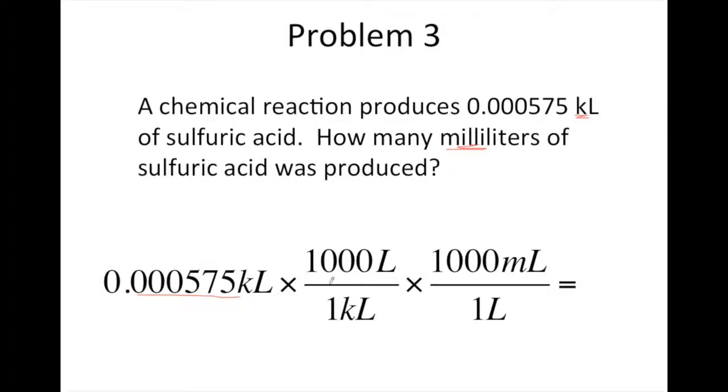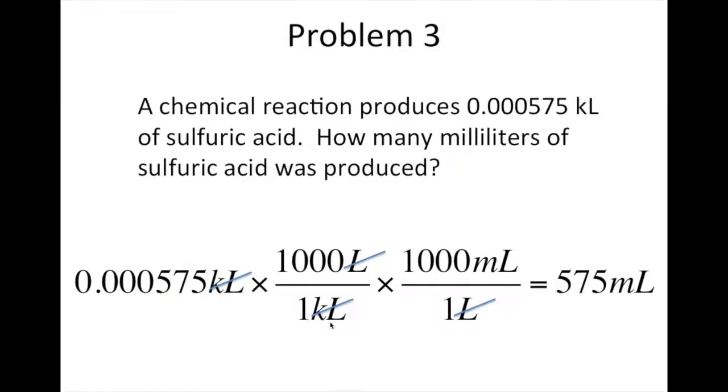Now all I have to do is take 0.000575 times 1,000, multiply it times 1,000 again, check to see that my units cancel. Again, that way I know I have it set up correctly. And I end up with units of milliliters. 575 milliliters is equivalent to 0.000575 kiloliters.